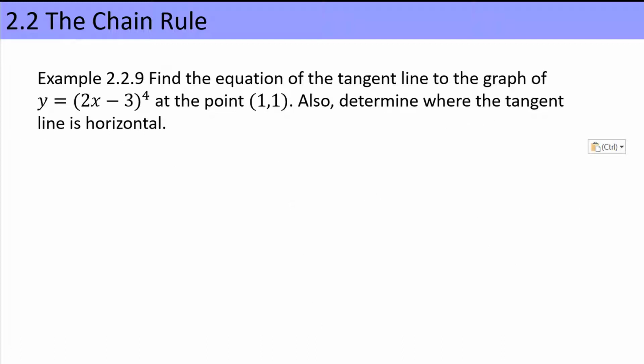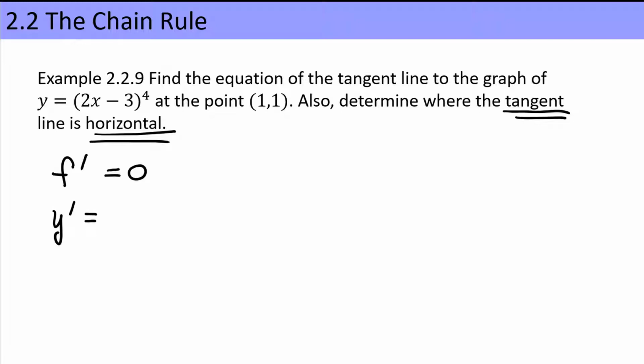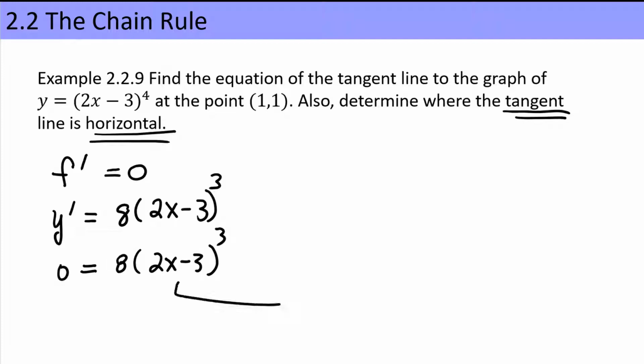Continuing with the problem, we have to determine where the tangent line is horizontal. So the tangent line is horizontal. That means find the derivative and set it equal to 0 and solve for your x. Well, we found the derivative in the previous part of the problem, and we got that y prime is equal to 8 times 2x minus 3 to the power of 3. We need to set this equal to 0. So we've got 0 equals 8 times 2x minus 3 cubed.